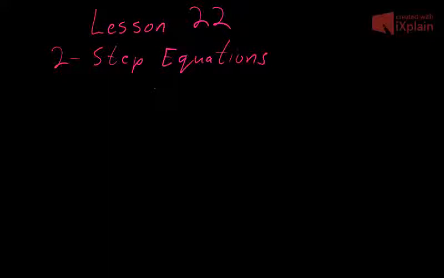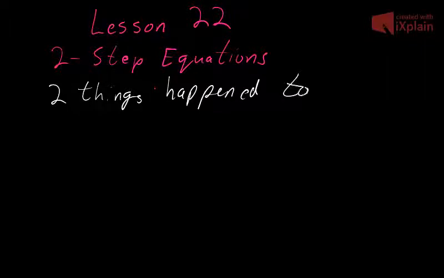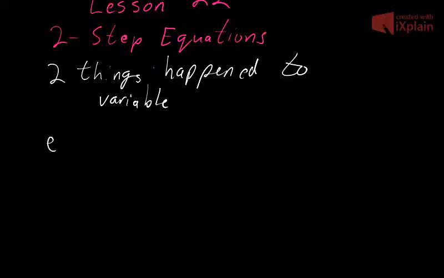We've done one-step equations twice now, which is when x is either added to, subtracted from, multiplied, or divided, but only one thing has happened to x. A two-step equation means that we are going to have two things happening to x. So two things happened to our variable. I want to show you all what that looks like. I think this is actually something that comes kind of intuitively after you've done the one-step equations.